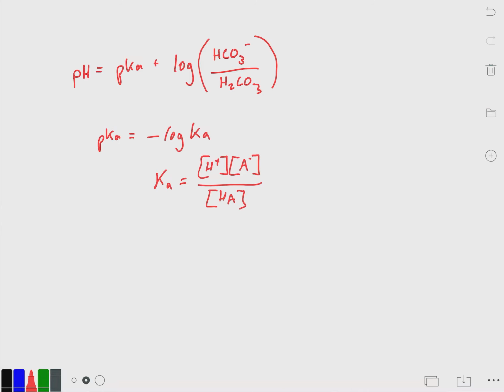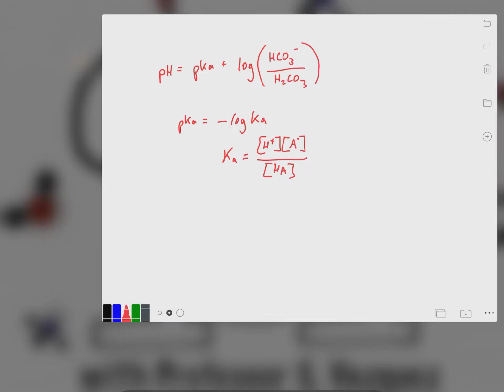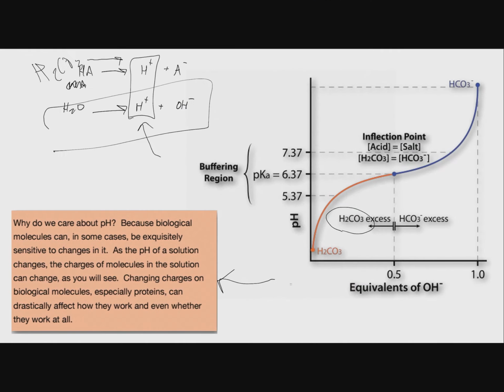So figure 1.35, which is this one, is showing us a titration curve. So this curve, the titration begins with the conditions at the lower left, very low pH, because biological molecules can, in some cases, be exquisitely sensitive to changes in the pH. When the pH changes, the charges on the molecule change. As we start to add sodium hydroxide, the pH is starting to go up correspondingly.